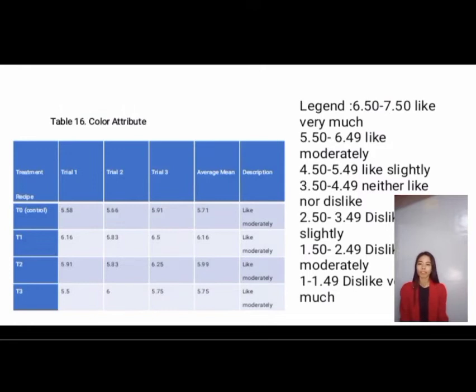And in Table 16, the color attribute, the acceptability of aloe vera brownies in terms of color, T0 control has 5.71 with a description of like moderately. T1 has 6.16 with a description of like moderately. T2 has 5.99 and T3 has 5.75 with a description of like moderately.